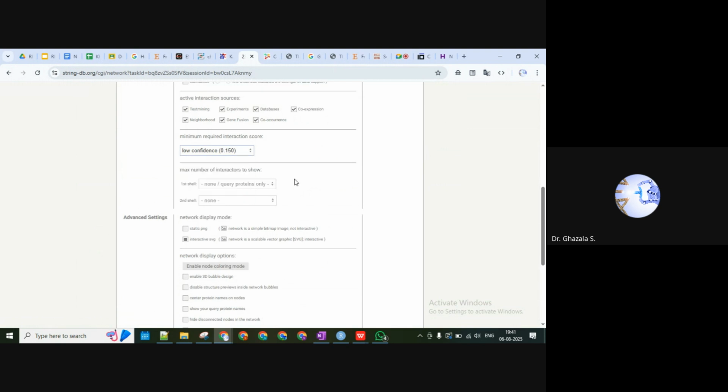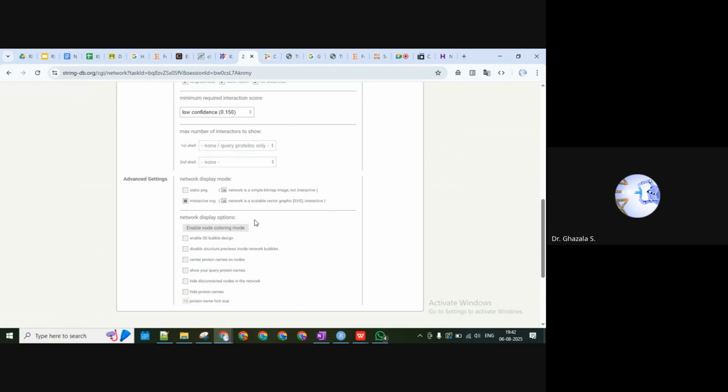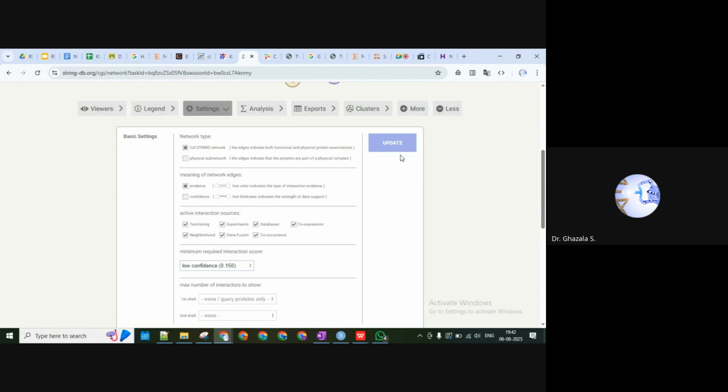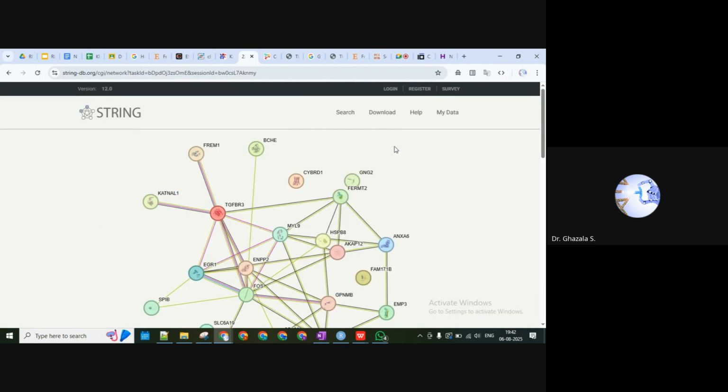Okay, so now we will go. If you are reducing the confidence, it means that for the species you have selected, for example Homo sapiens, it may give results from other species as well if the information is not present in Homo sapiens. That is just the difference. So let's try for submission. We'll update the network.